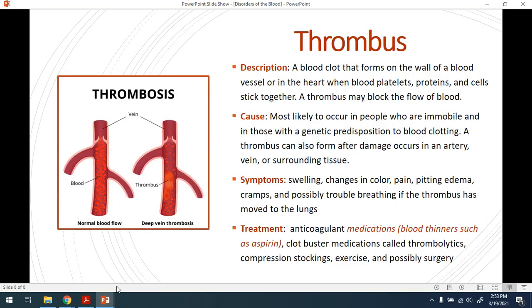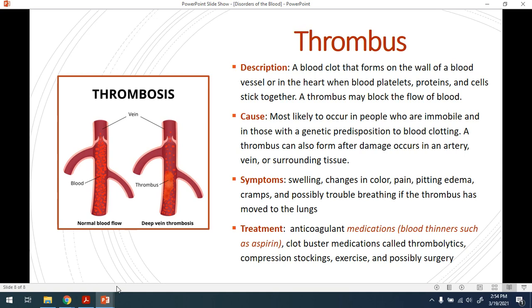Lastly, we will look at a thrombus. A thrombus is a blood clot that forms on the wall of a blood vessel or in the heart when the blood platelets, proteins, and cells start to stick together. A thrombus may eventually block the flow of blood completely in that vessel. It is most likely to occur in people who are immobile or those with a genetic predisposition to blood clotting. A thrombus can also form after some type of damage occurs in an artery, vein, or surrounding tissue due to trauma.